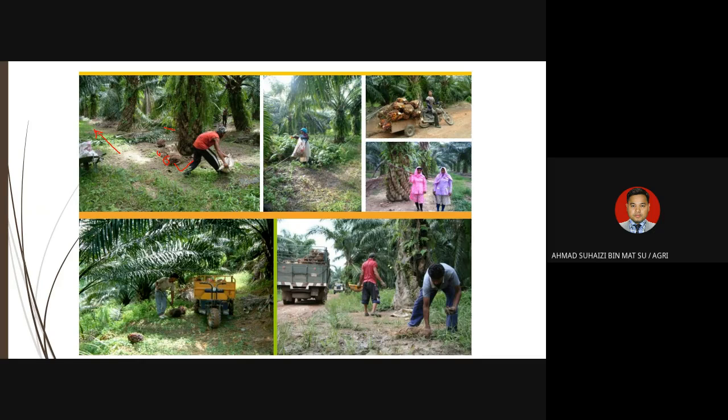Okay. This is the frond heap. Yeah. So after the workers harvest the fruits, the fronds will be collected at one location, the frond heap, and this is also the location where all the fertilizer will be applied, manually or with the machine.